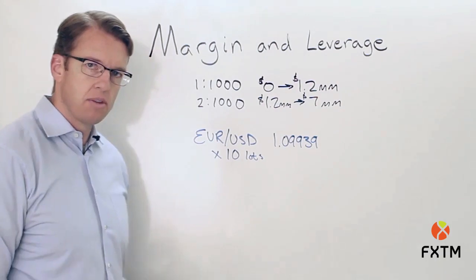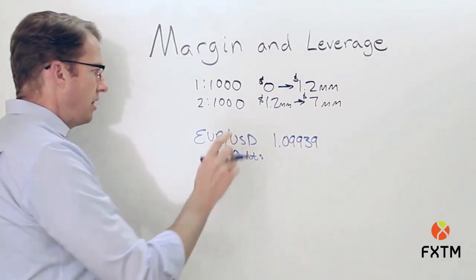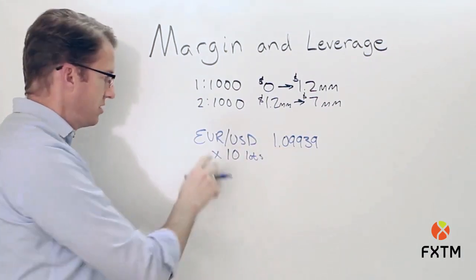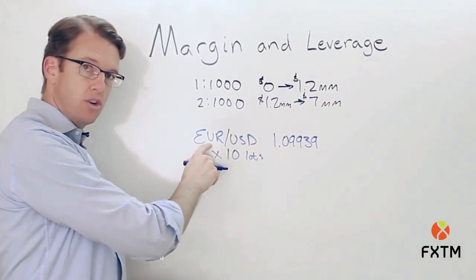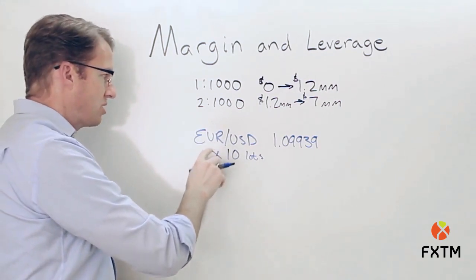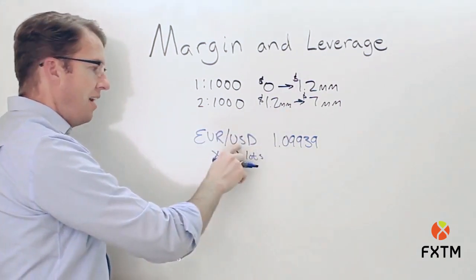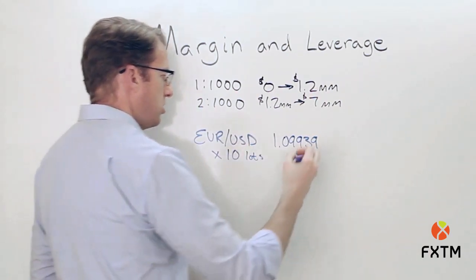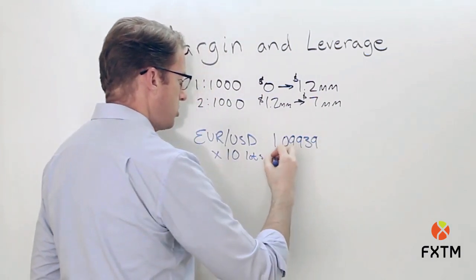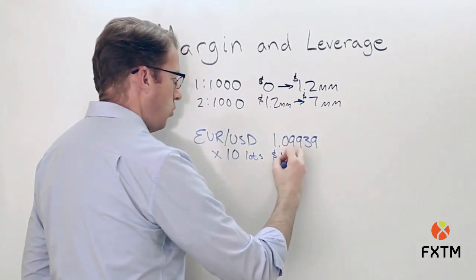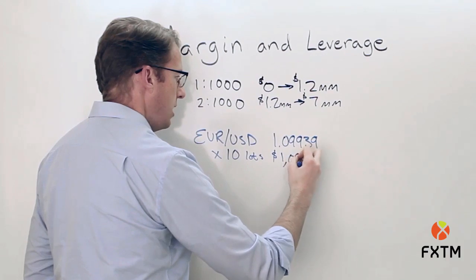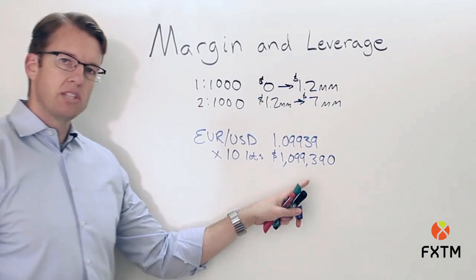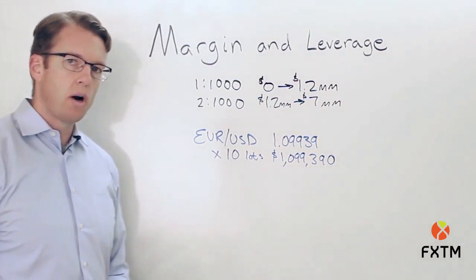Well, we can calculate a couple of things really easily. We know that 10 lots is going to be 1,000,000 units of the euro in this case. If we take the 1,000,000 units of the euro times the exchange rate, that's going to give us our notional value in dollar terms. So let me put that down here. That's $1,099,390.